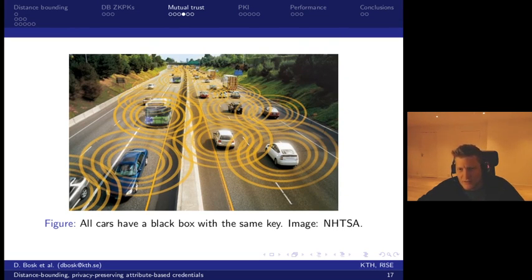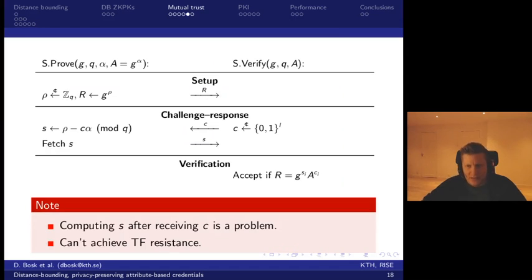But it still provides mafia fraud resistance, because these black boxes will only present its owner with the complete message when it's fully received. So we still have that property, and this is the property that we will work with. We will work under this limitation in our mutual trust version of the protocol. So as mentioned previously, we build on the Schnorr protocol, we modify it.